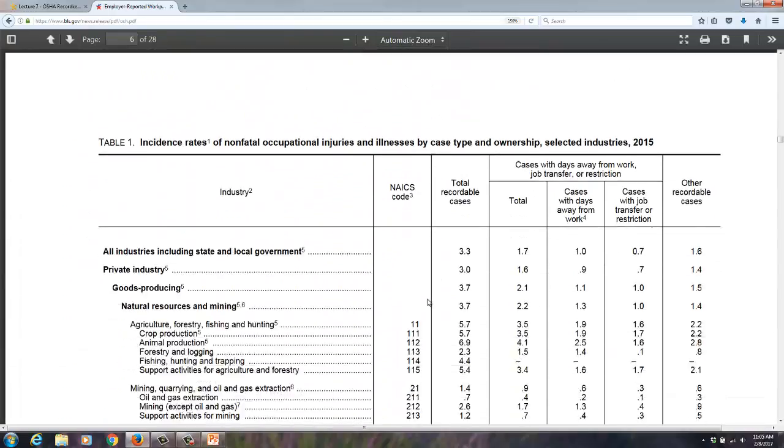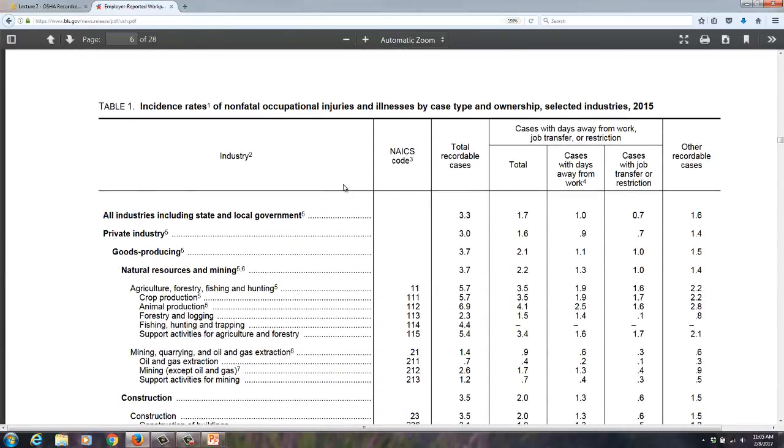And then we get all the way to Table 1. This is where I wanted to bring you. This is where you're going to be looking things up. This is where you're going to calculate your company's incidence rate at some point in the future, for the project that I'm going to be giving to you, and then you're going to have to compare it. So this is just for 2015. You compare your 2015 data to the BLS 2015 data.